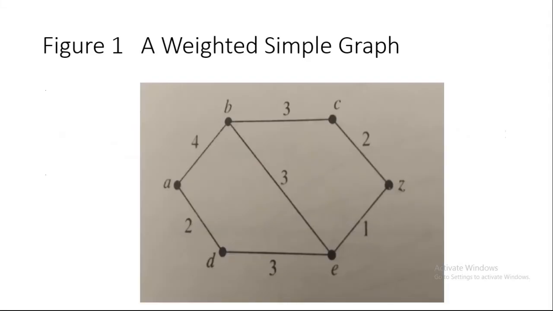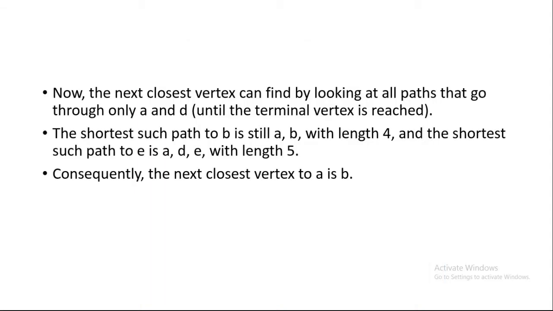See here, ADE length 5 means AD 2 and DE 3, so 3 plus 2 is 5. Understood? Then consequently the next closest vertex to A is B. Obviously, don't confuse here. First we found that AB is 4 and AD is 2. Which is the minimum? 2 is minimum, so we select the D vertex.